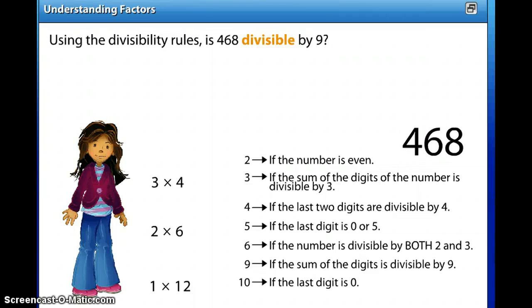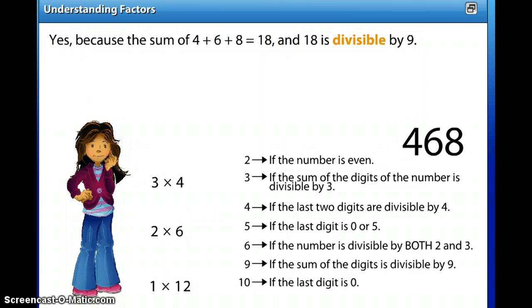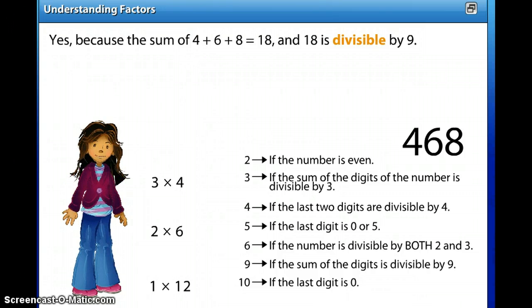Using the divisibility rules, is 468 divisible by 9? Okay, so what do we know about being divisible by 9? If I add those digits and I can divide the sum by 9, then that number, 468, is divisible by 9. So if we add these digits, what do you get? Lily? So add 4 plus 6 plus 8. 18. Is 18 divisible by 9? Can we take 18 divided by 9? Yes, 18 divided by 9 would be 2. So that means 468 is also divisible by 9. That means if I take 468 divided by 9, I'm going to get a whole number without a remainder. Okay? Yes, because the sum of 4 plus 6 plus 8 equals 18, and 18 is divisible by 9.